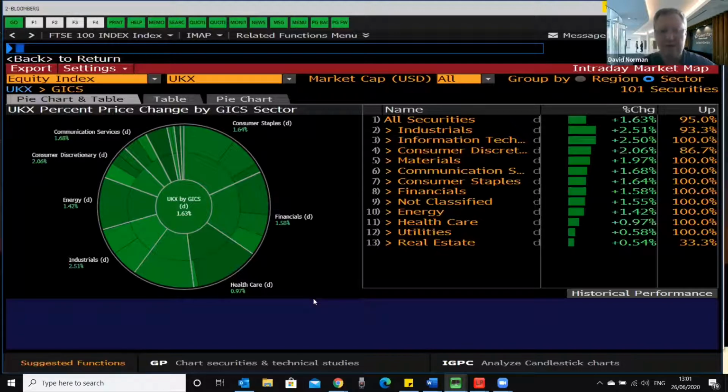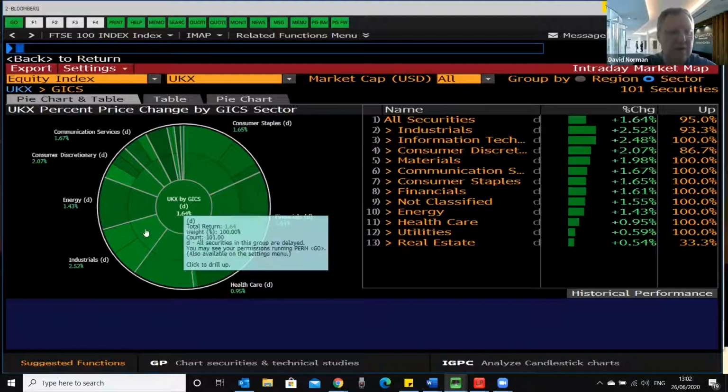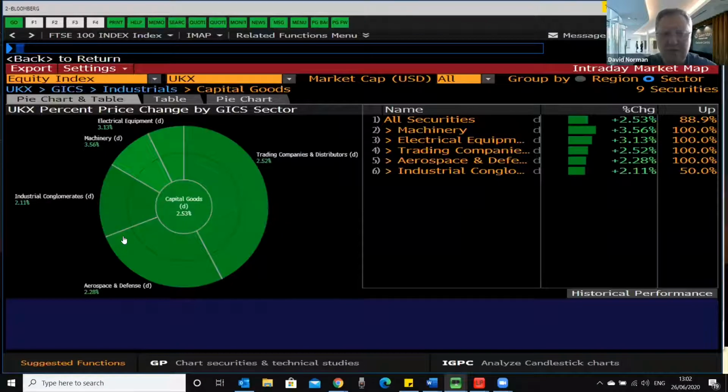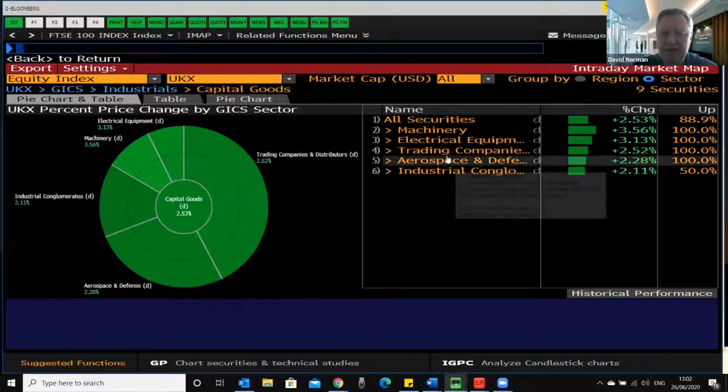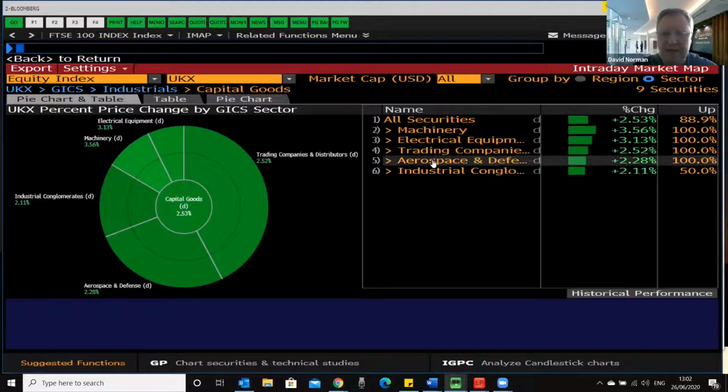So we can also drill down into which stocks within each sector are outperforming. So if I want to go, for example, to the industrials, and let's say I start to click on the pie chart, I can see that we've got electrical equipment, machinery, aerospace.